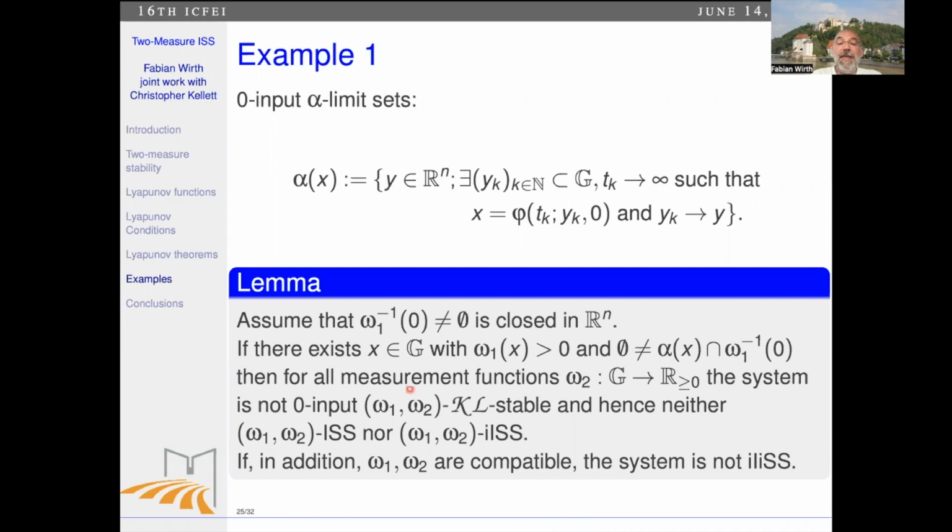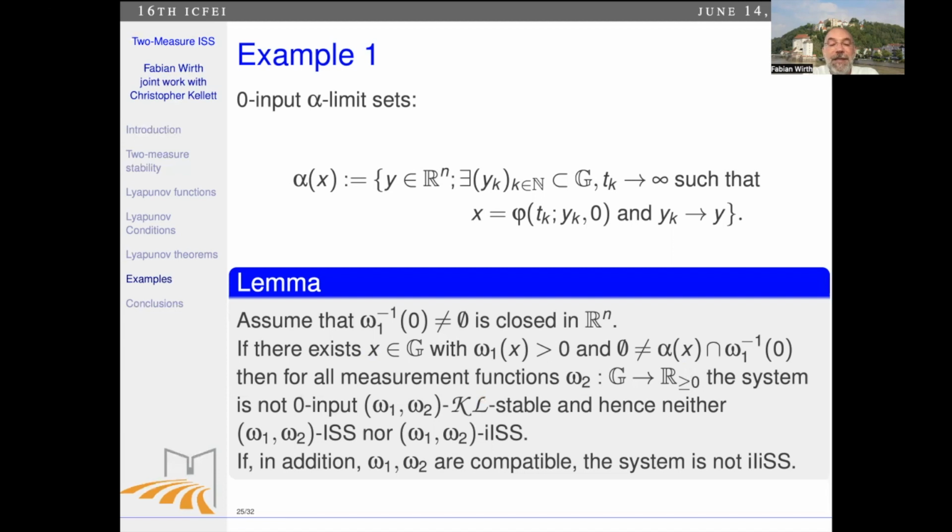And now, if there's a point in G where omega-1 is positive, and the alpha limit set of that point has non-empty intersection with the zero level set of omega-1, then it doesn't matter which other measurement function you take. You can pick any omega-2 that you like. It won't help you. The system has no chance of being zero-input omega-1, omega-2 KL stable.